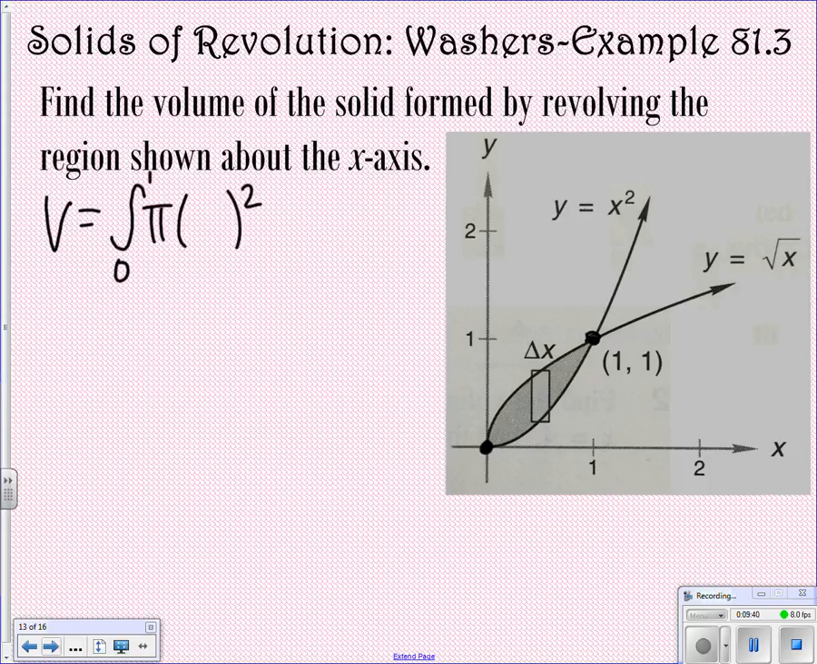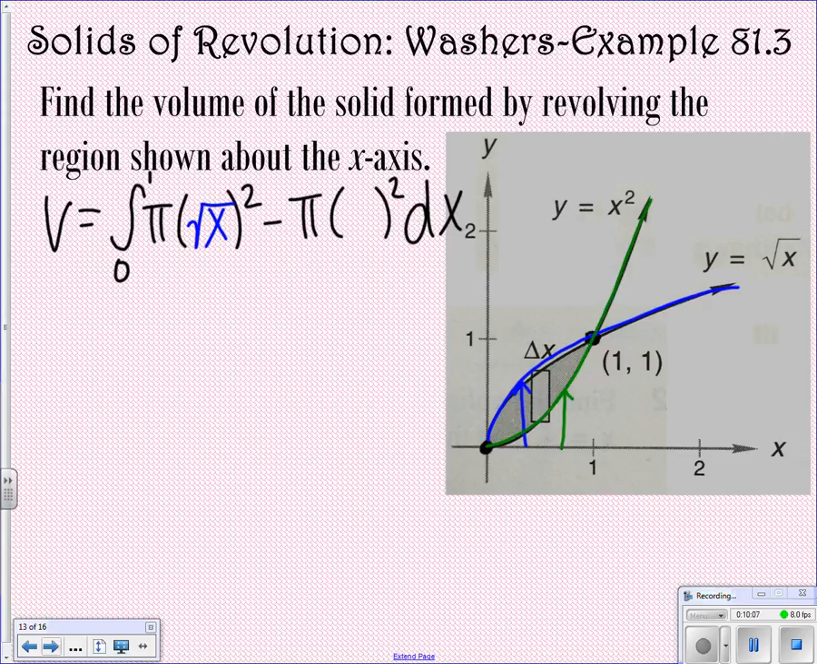And we have big R squared, little r squared, and then dx, because it's going about the x-axis. So looking at our graph, the one that is further from the axis of symmetry is this function, which is the square root of x. And that's already in terms of x, so we can just leave it as the square root of x. And then looking at the one that's closer is going to be the x squared. And again, that's already in terms of x, so we just go ahead and put in x squared.